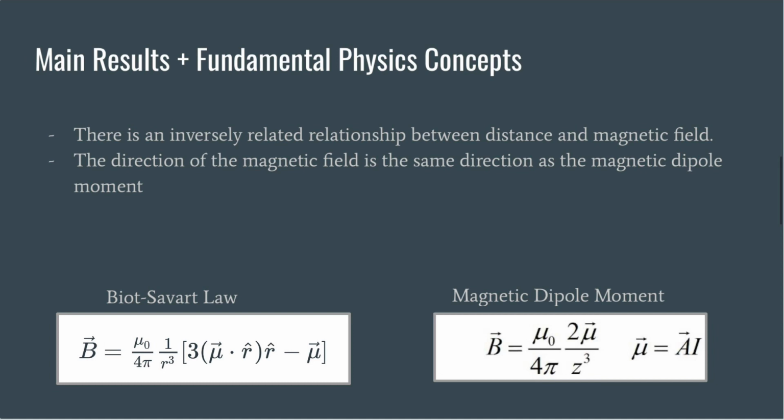Now at the bottom of the slide, I have two important equations. The first is the Biot-Savart law, and this law describes the magnetic field generated by a constant electric current. Then I also have the equation for the magnetic dipole moment, which is a combination of the strength and orientation of the magnet that is exerting the magnetic field, which in this case is the bar magnet.